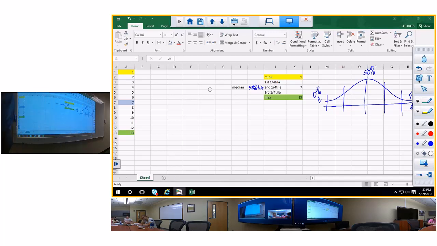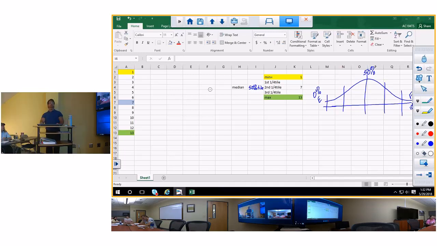Then what would the first quartile be called? Not the 50th percentile, but what? 25th percentile. Good. I'm proud of y'all. Y'all thinking. So I'm going to put 25th percentile. And 75th percentile. So there's your 3 percentiles.